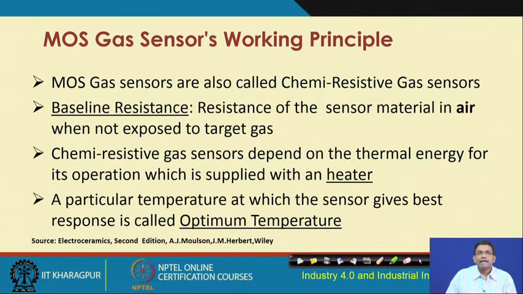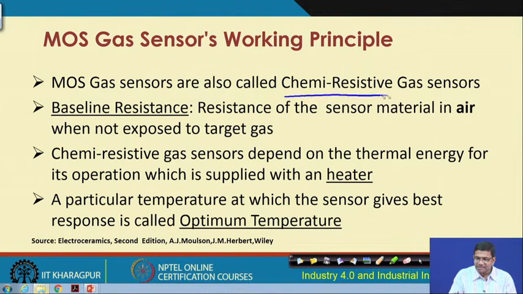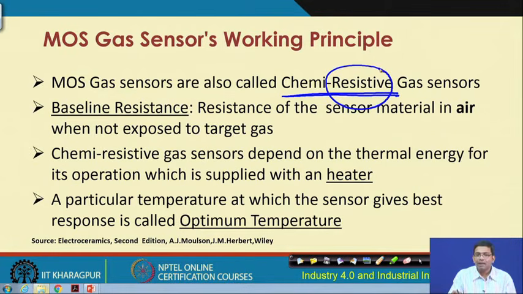So, this is the MOS gas sensors' working principle. These MOS gas sensors are chemi-resistive gas sensors. Chemi-resistive means there is some chemical reaction that happens with the sensor material, because of which the resistive property of that material will change, and what is required is to measure this resistive property with changes in something, maybe change with time or whatever. So, you get the change in the resistive property of that particular material when the concentration of the gas increases, right.